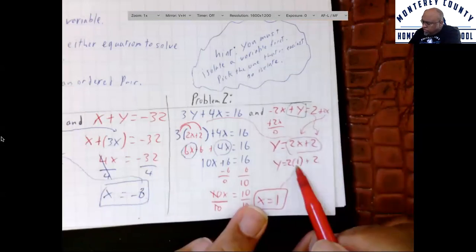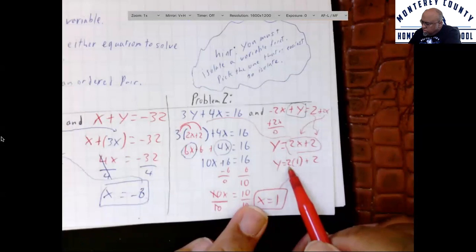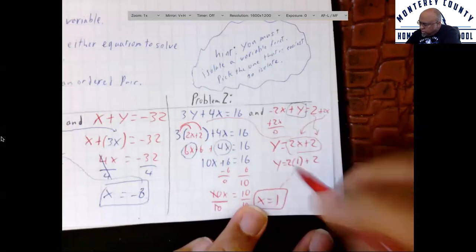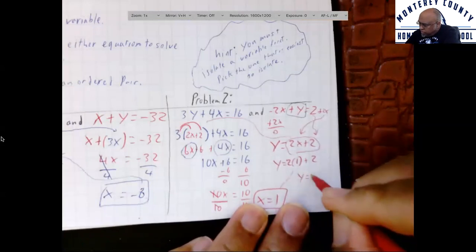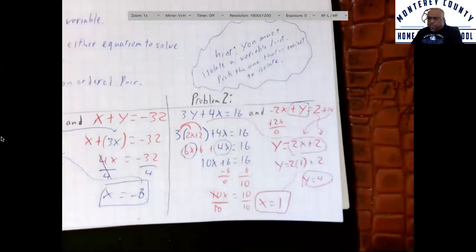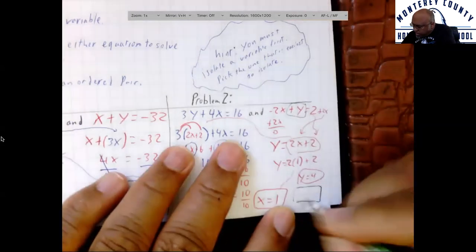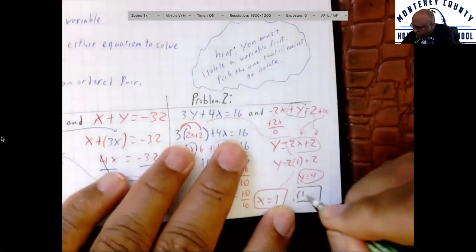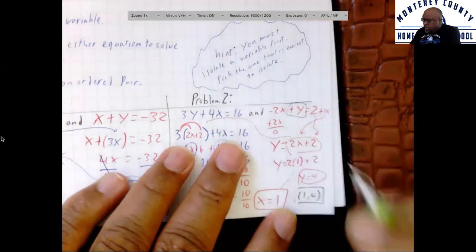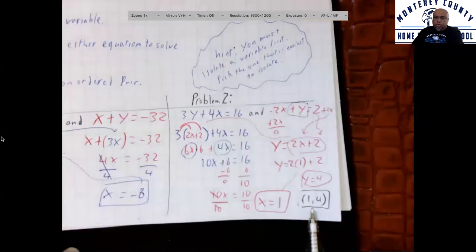Okay, so 2 times 1 is 2. 2 plus 2 is 4. So y equals 4. Now I have both my solutions, but I want to state my answer as an ordered pair. The solution is the ordered pair 1, 4.